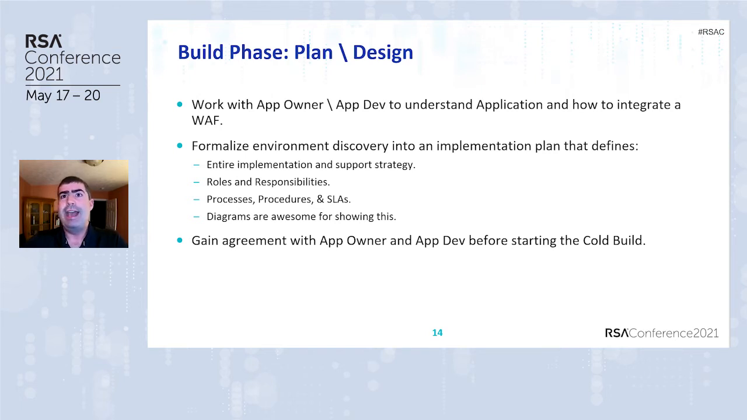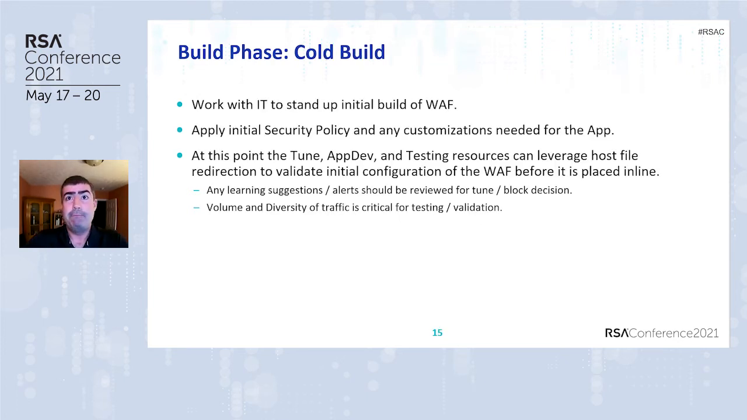We would have places for customized configuration on the WAF. We'd clearly spell out roles and responsibilities for parties at each step of the way. We'd highlight processes, procedures, SLAs, and where we could, we would heavily document with visuals, because that really helps explain things. Then we would eventually get the approval of the app owner and the app devs. Yes, we feel comfortable with this plan. Let's go execute.